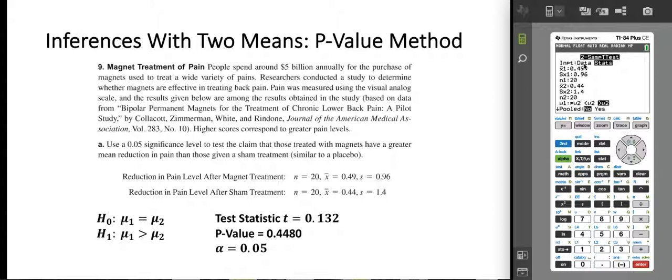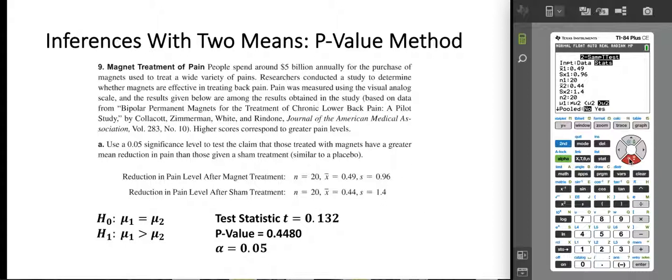It's going to ask us for data or statistics. Some of the questions in your homework are going to give you the data, where they're actually going to give you the list of the information, and you can put that in list 1, list 2, like we've done before. But here we're actually given the statistics. So I'll press enter.